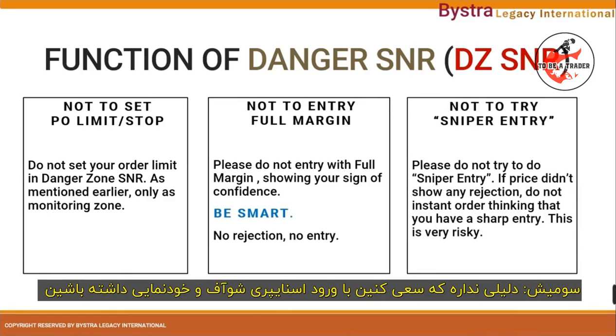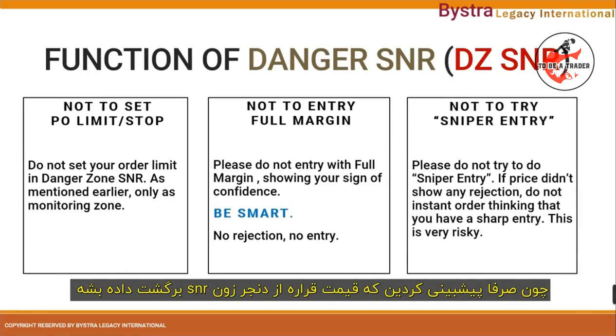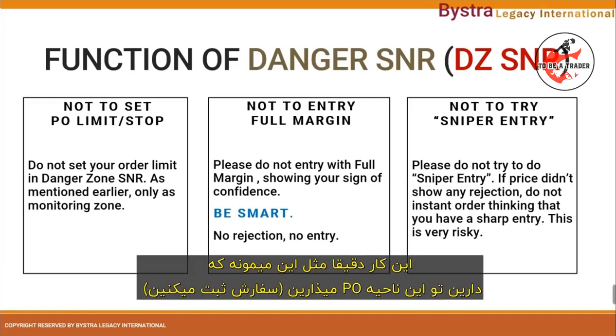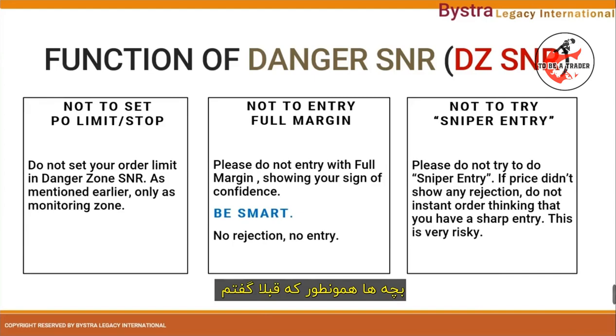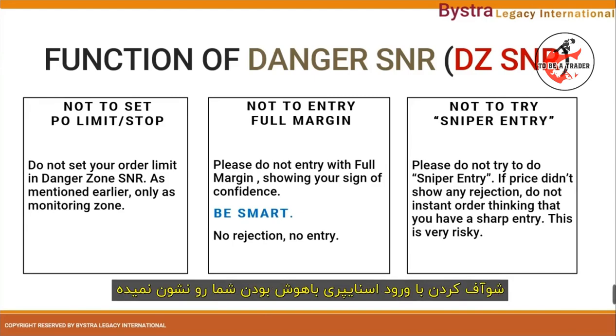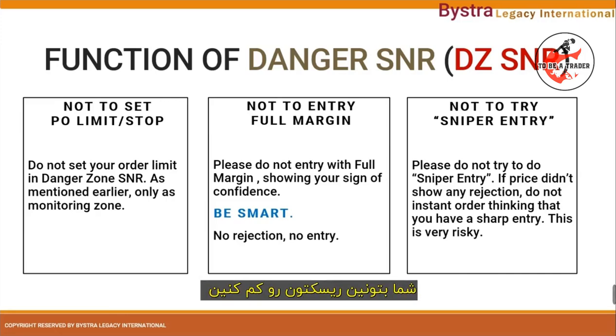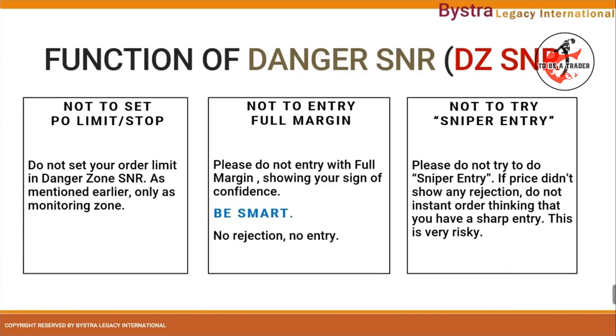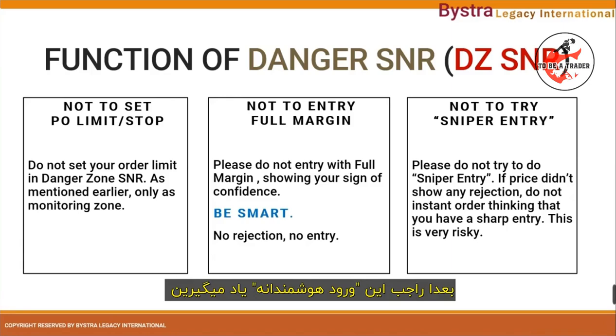Thirdly, there is no point in trying to show off that you have a sniper entry just because you are predicting the price will reject in the danger zone SNR. This is the same case as trying to put a pending order in this area. Guys, as I said earlier, there is nothing smart about trying to show off your sniper entry. The only time it is smart to show off your sniper entry is when you can lower down your risk so much that it is even lower than 10 pips. You will learn this about the smart entry later on.